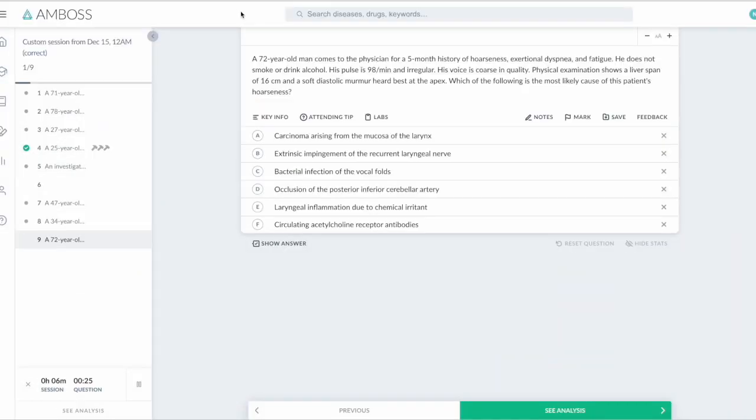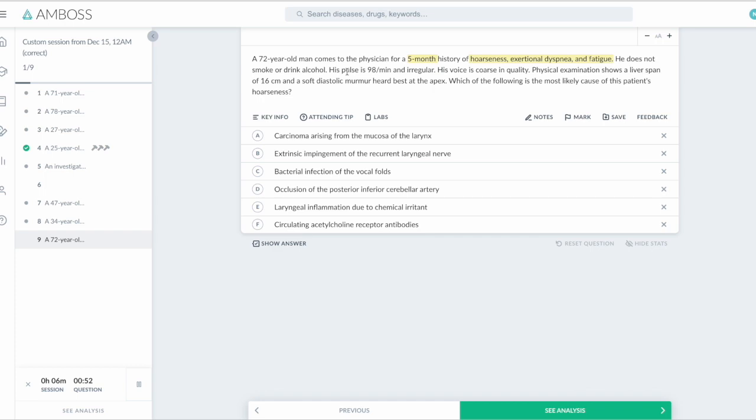All right, next question. Let's see. A 72-year-old man comes to the physician for a 5-month history of hoarseness, exertional dyspnea, and fatigue. Now, guys, I want to give you a clue here: when you see something taking place within months in an elderly patient, it's most likely neoplastic. If it's within years, it's most likely benign. If it's within days to weeks, most likely inflammatory. This is just a clue here.